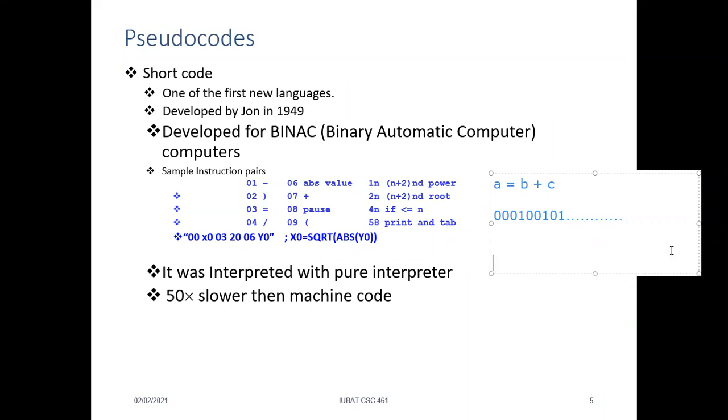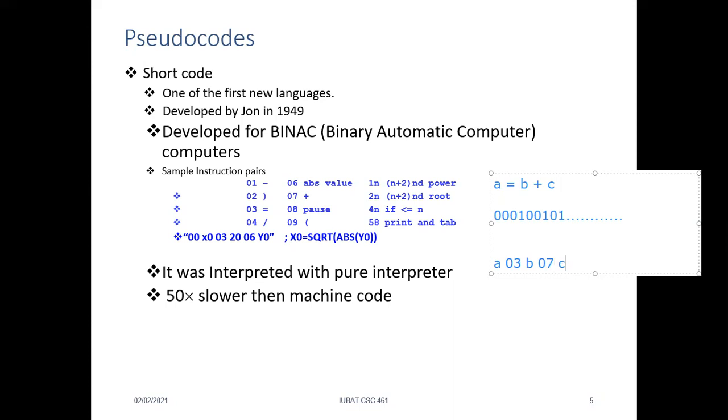But here, the first thing you have to write is a. What is the pair for equal? If you look here, you will see that equals is 0 3. That means instead of writing zeros and ones, you will write 0 3, because in this instruction pair, equal means 0 3. Then b, then plus. What is the instruction number for plus? 0 7. So you will write 0 7, and then you will write c.